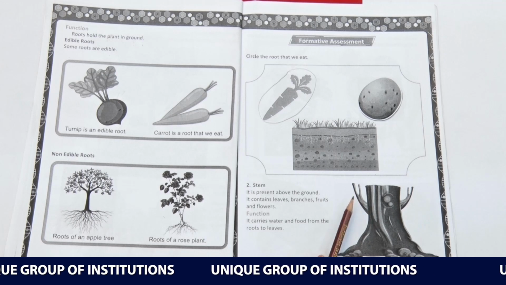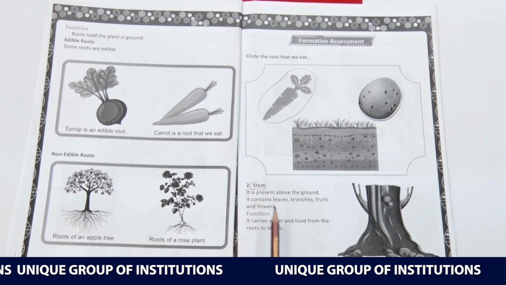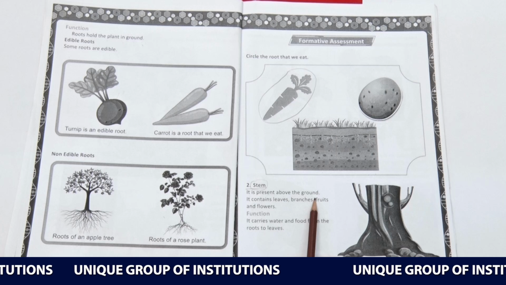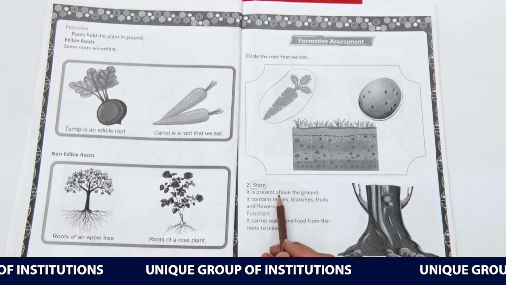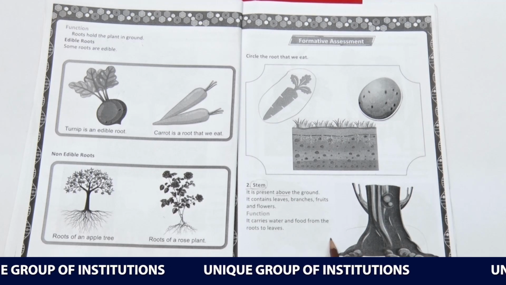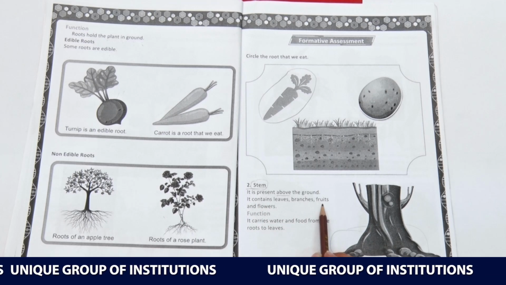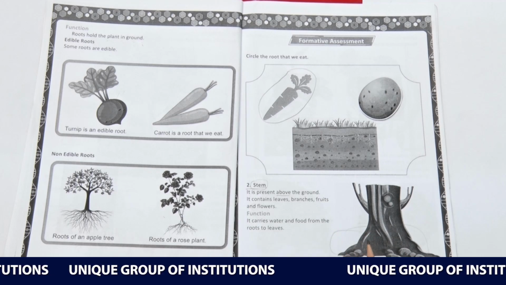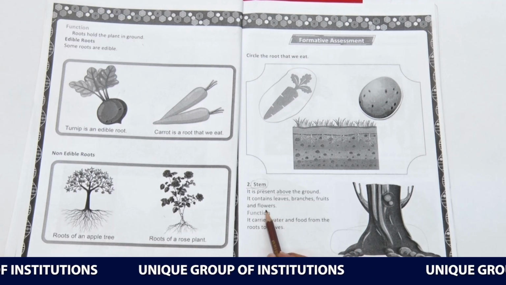Now moving on to the concept that we are going to discuss, the stem. Now what is the stem? It is present above the ground, as we have discussed earlier that the root is present inside the ground. It is present above the ground, just like the picture is showing us. This part is called the stem. It contains leaves, branches, fruits and flowers. This stem grows into the branches later that have leaves, fruits and flowers.